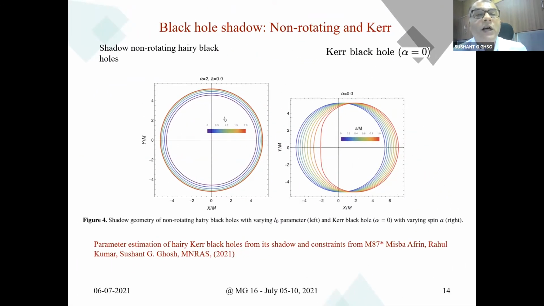First is the plot for the non-rotating hairy Kerr black hole, and the outside one is the Schwarzschild. It becomes a Schwarzschild-like hairy Kerr black hole. We can see that the radius of the shadow decreases with alpha as well as L0. On the right hand side, when you take alpha to be 0, you get the Kerr black hole shadow.